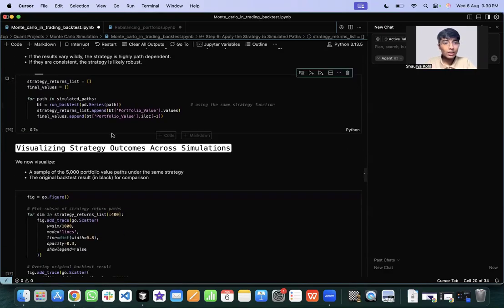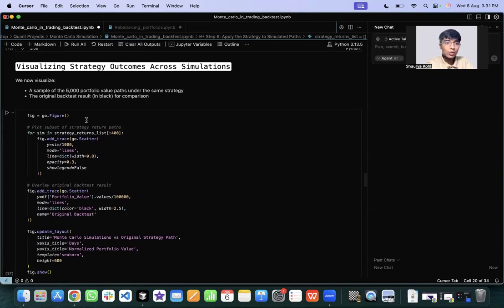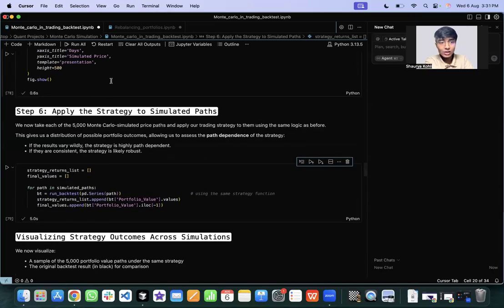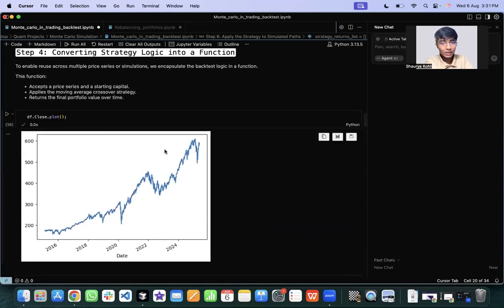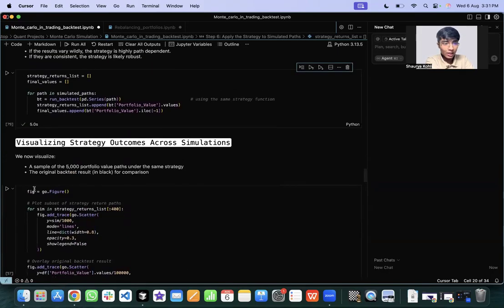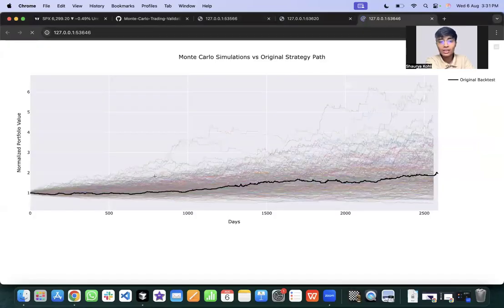So when we try to pull this, the strategy list, and over here we try to get how much we backtest our strategy, and when we go to the next step, which is visualizing the outcomes across simulations, we'll be plotting a graph of 5,000 portfolio values under the same strategy. The original backtest strategy, which was this one, will also be included in this. When I click on this, you will get the link over here.